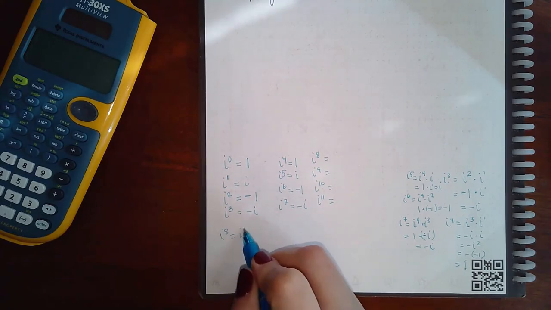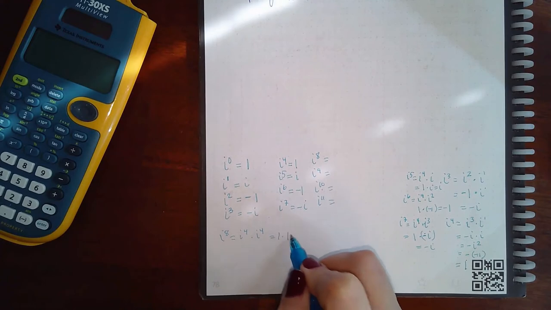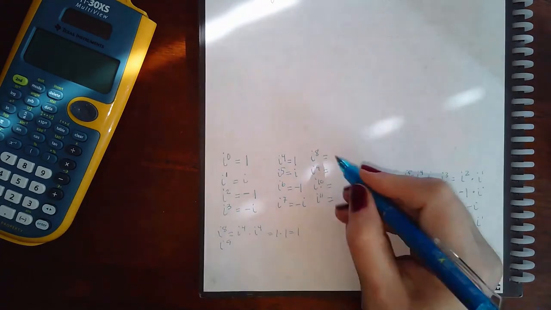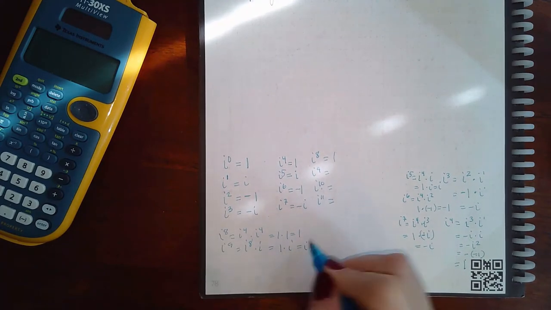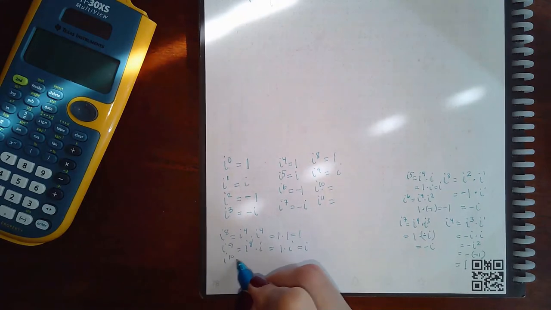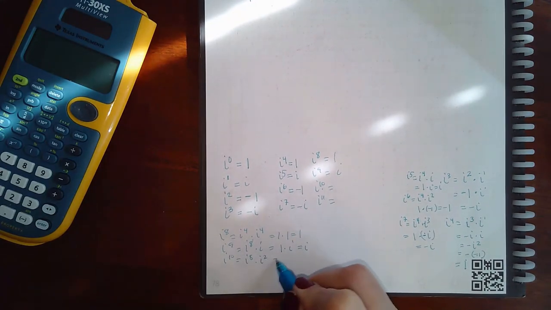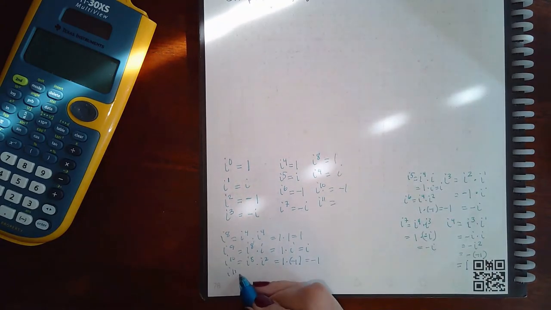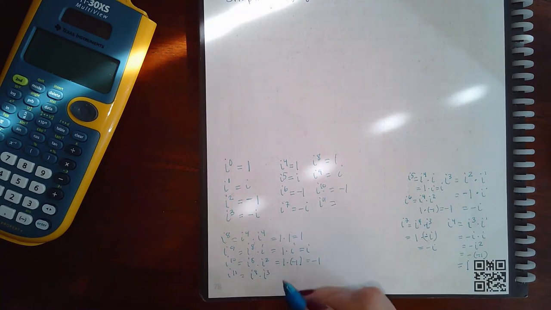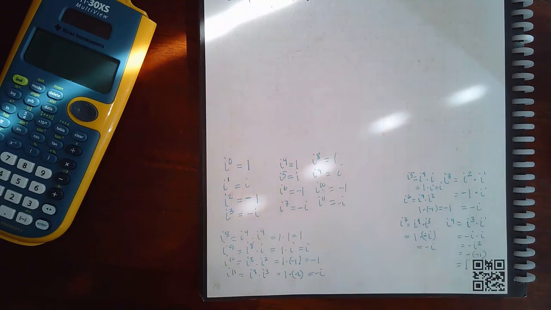So i to the 8th is i to the 4th times i to the 4th, which is 1 times 1, which is 1. i to the 9th is i to the 8th times i, which is 1 times i, which is i. i to the 10th is i to the 8th times i squared, which is 1 times negative 1, which is negative 1. And then i to the 11th is i to the 8th times i cubed, which is 1 times negative i, which equals negative i. And so you see that that pattern repeats. It repeats every fourth power it goes through.